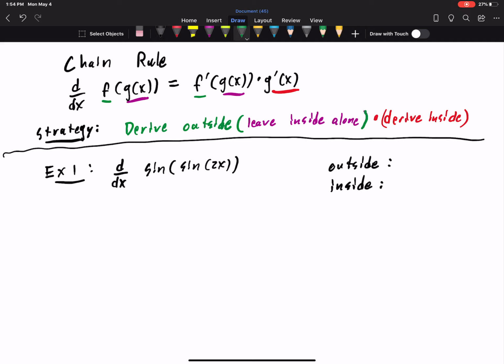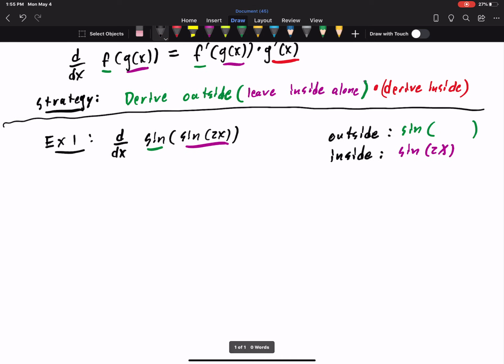So in this case, the outside function is the sine. So we have sine of blah. The inside function is sine of 2x. So notice, though, that the sine of 2x also has its own inside function. So we'll have to worry about that in a second step. So let's just tackle this as we normally would with the standard chain rule.